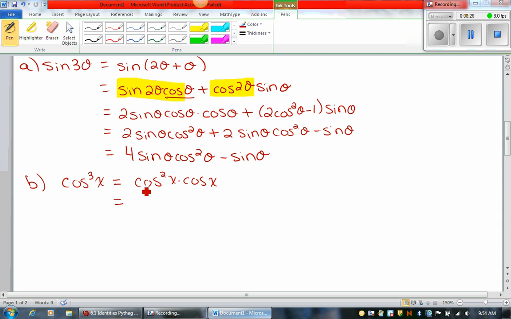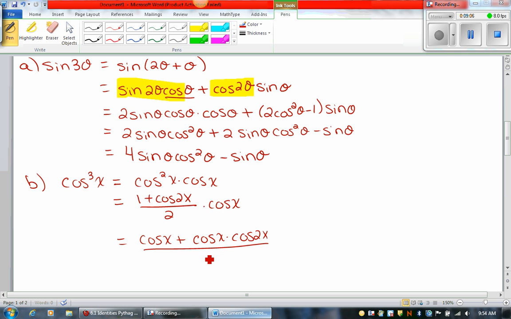One of our identities states that cosine squared x is equal to 1 plus cosine 2x over 2. And again, you should have your note cards out so that you're constantly looking for these connections. Times cosine x. Then what I have to do is multiply this through. So cosine x plus, sorry, I keep losing my lines here, I don't know why. Cosine x times cosine of 2x. I can't multiply those together because of what's inside here. I've got an x and a 2x. I can't combine that. And that's all going to be over 2. So now I've got everything raised to the first power.